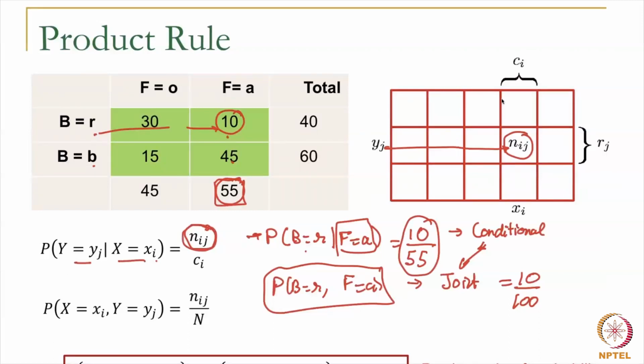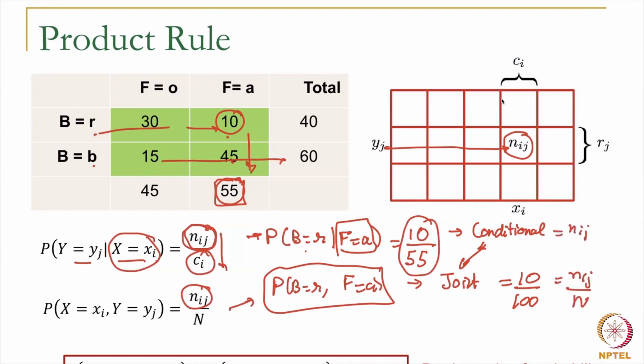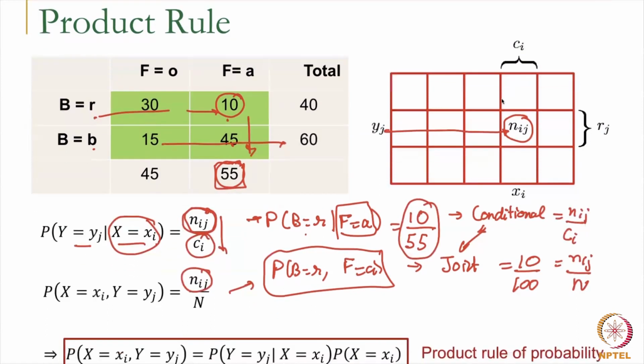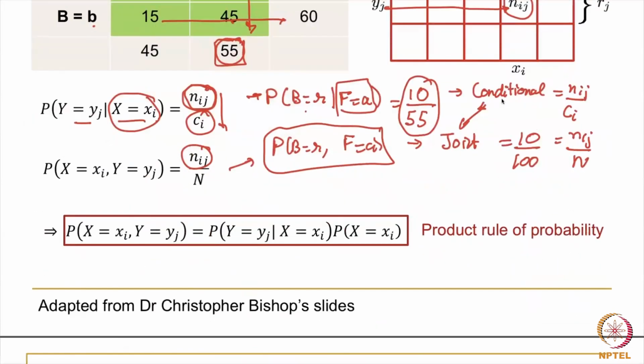which is why nij is the total number of cases where both are true, but ci is the number of cases where x was xi. So this is why you take nij divided by ci here. And similarly, if you take the total number of trials, you get the joint probability: nij divided by capital N. This is nij divided by ci. Now this becomes a little more clear when we talk about probabilities. Here numbers are more confusing, whereas probabilities are clearer.